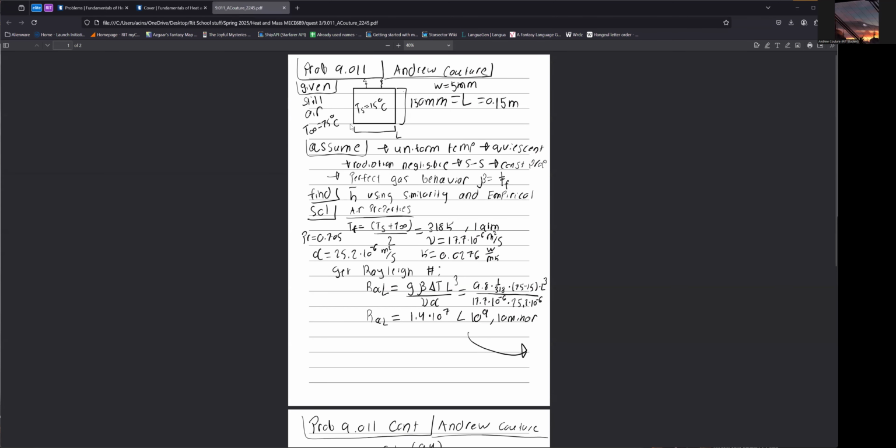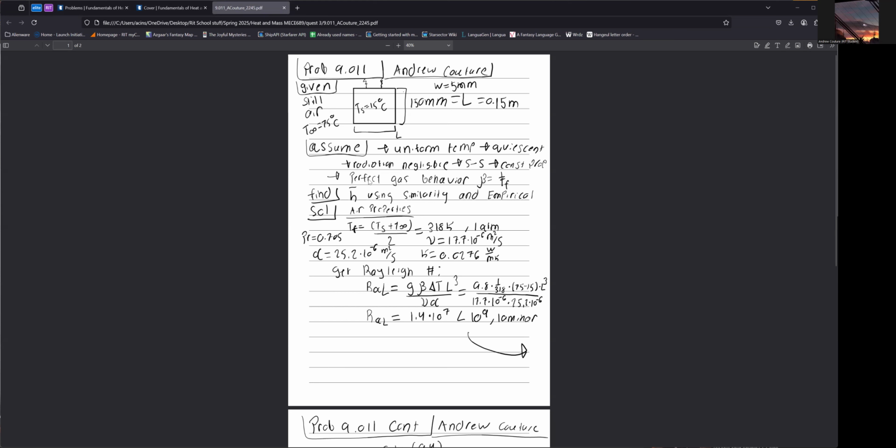This question poses a very simple problem: given a suspended plate of dimensions 0.15 by 0.15 meters with 5 millimeters thickness, and quiescent air around this hot plate at 75 degrees Celsius for the air, and the plate itself at 15 degrees Celsius. Find the average heat transfer coefficient between the plate and the air, using similarity and empirical equations.